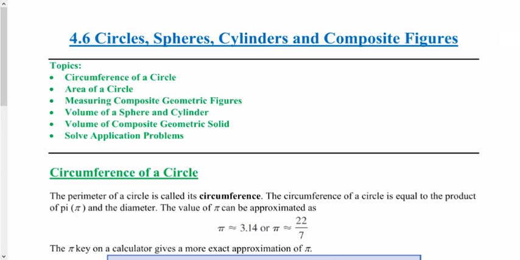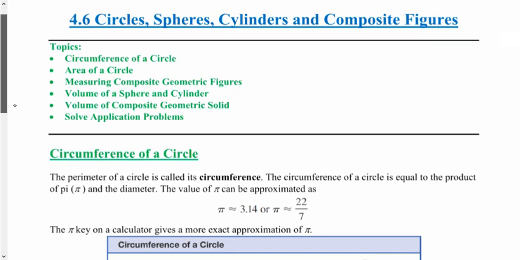Well, hello. Today we are going to finish up our chapter 4, and we're going to be looking at circles. We're going to look at circumference and area of circles. We'll look at when you take a circle three-dimensional, it becomes a sphere. We'll talk about that. And of course, cylinders and then something called composite figures. Now, composite figures just means they're made up of several different shapes. Okay, so we're going to be measuring them, finding volume and surface area.